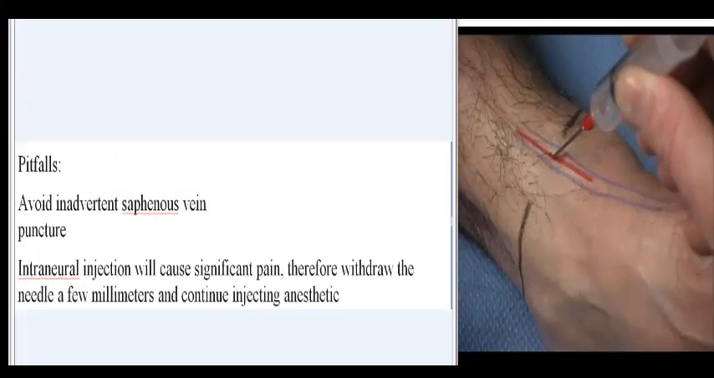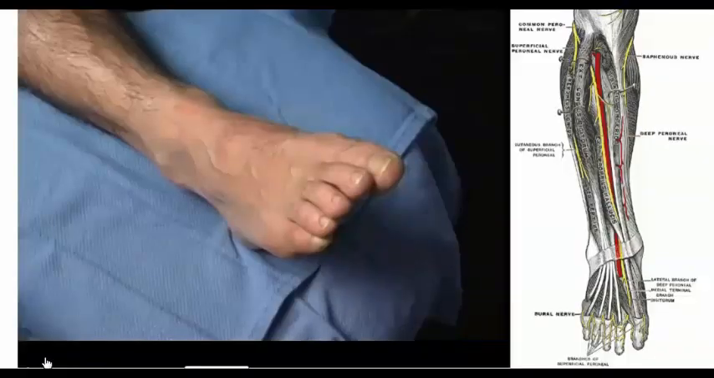Pitfalls. Avoid inadvertent saphenous vein puncture. Intraneural injection will cause significant pain, therefore withdraw the needle a few millimeters and continue injecting anesthetic. Posterior lies in the groove between the extensor hallucis longus and the tibialis anterior tendon.